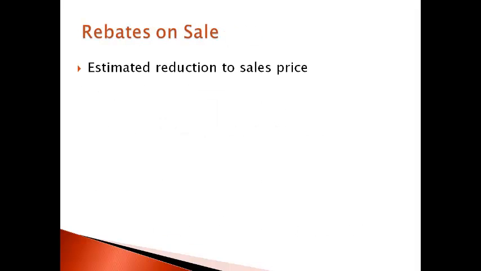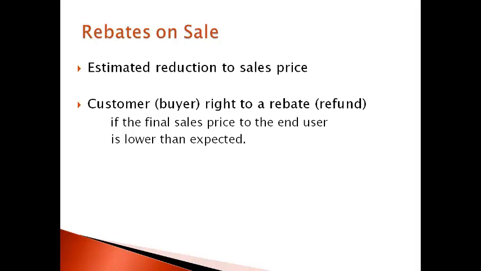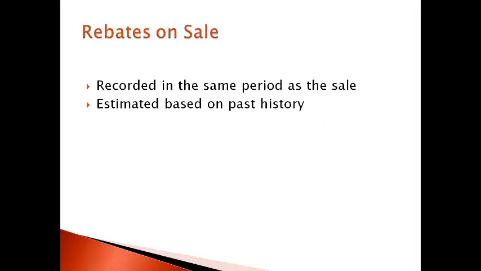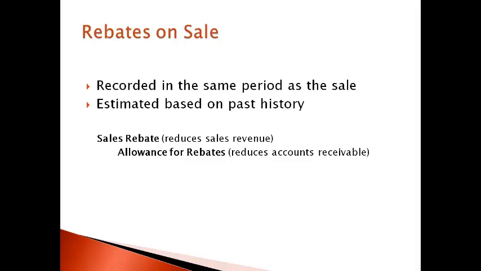Sales are adjusted for rebates when the customer or the buyer has a right to a rebate, which is a refund of a portion of the sales price due to reductions in the final sales price to the end user. The rebate effectively guarantees a distributor a minimum gross profit. This is common with technology or the medical industry. A sales rebate is recorded in the same period as the sale when the amount can be reasonably estimated based on past history. Sales revenue and accounts receivable are reduced using contra accounts.